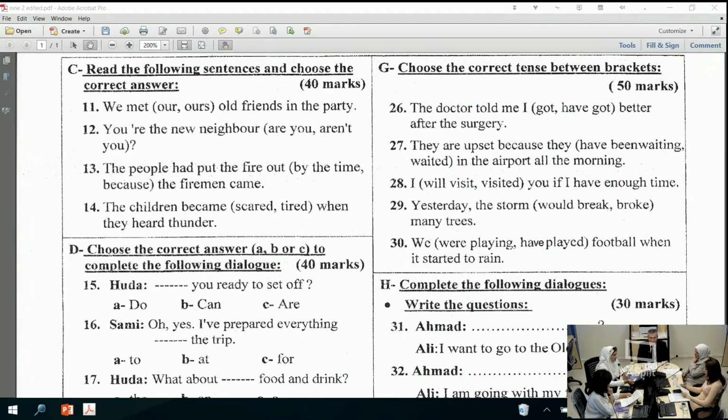Thank you. Miss Faizi, read number 30, please. We were playing, or we have played football when it started to rain.